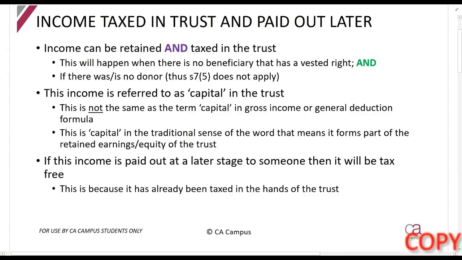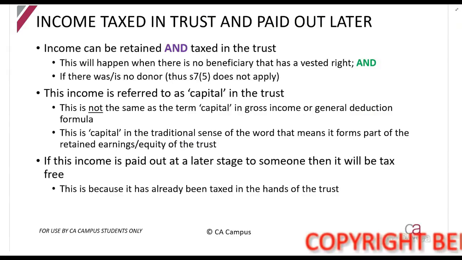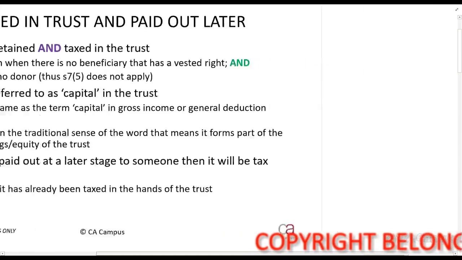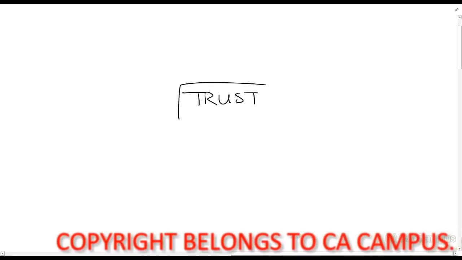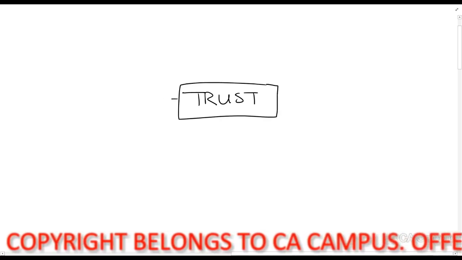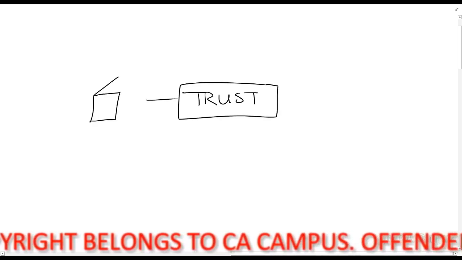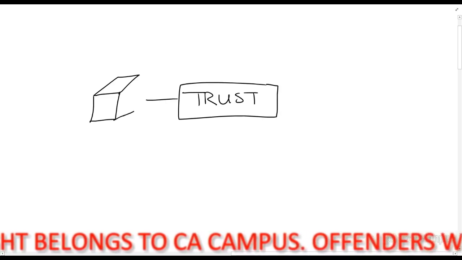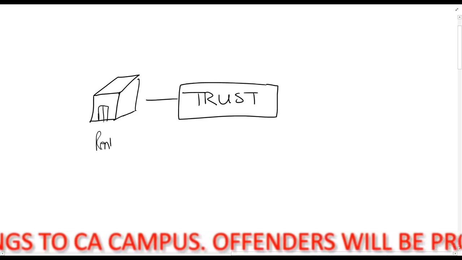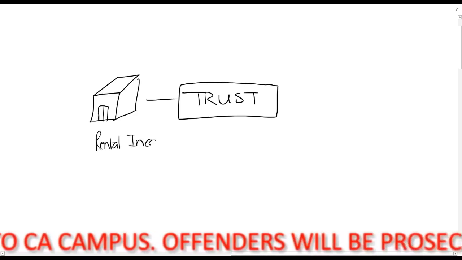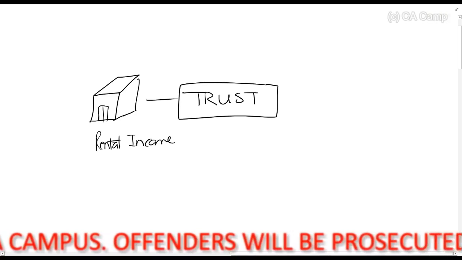On this slide we discuss situations where income was taxed in the trust and then paid out in a later year. So it's best to probably just illustrate it. Right, here's a trust. This trust owns a block of flats. It's one of my favorite examples, as you've probably noticed, that earns rental income. Right. This rental income, again guys, doesn't matter, it can be dividends, whatever it is.